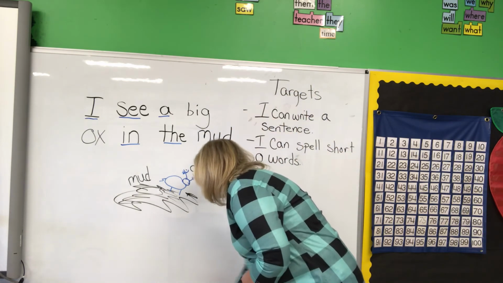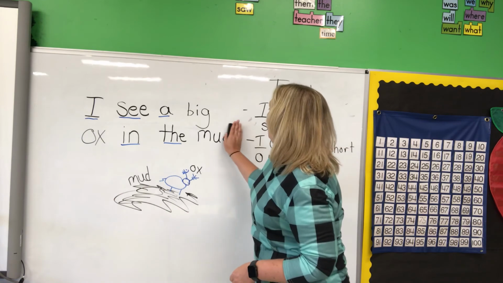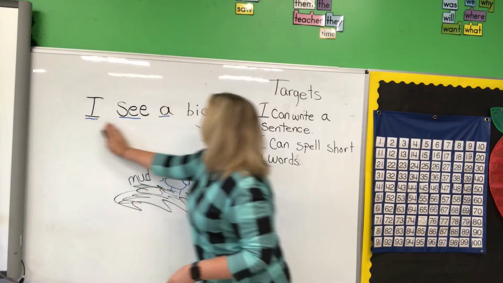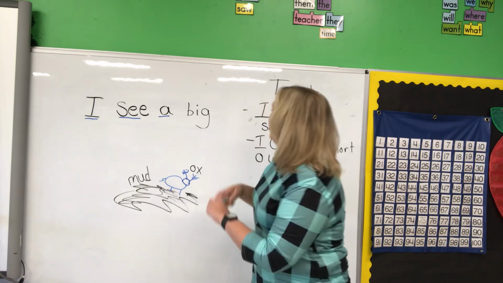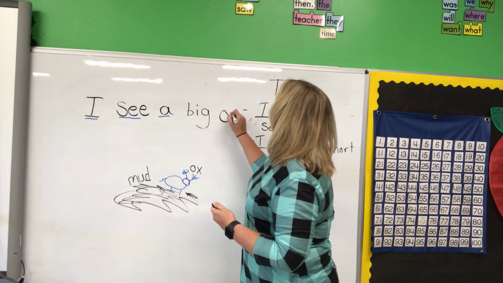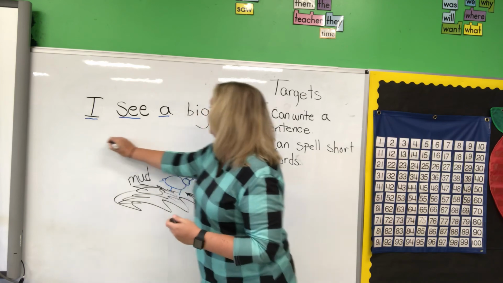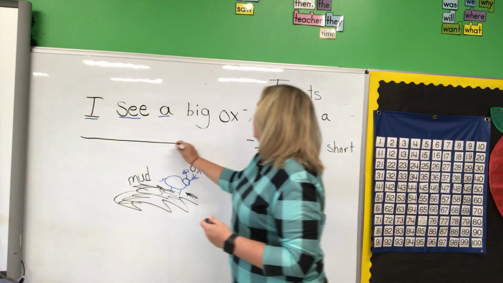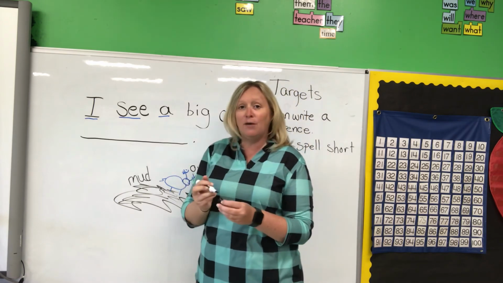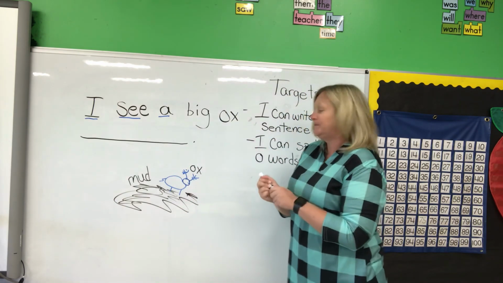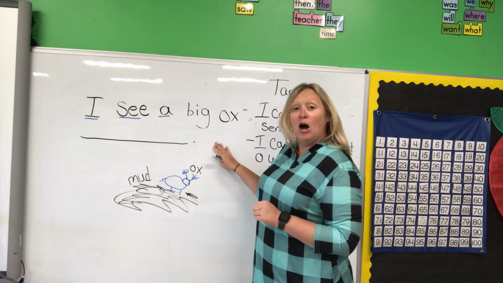Now, you're going to write a sentence, and you're going to start with, whoops, I erased a word I needed. I see a big ox. And then you're going to finish that sentence. I see a big ox. Be creative on what you have your ox do. Work hard. Stretch out your words.